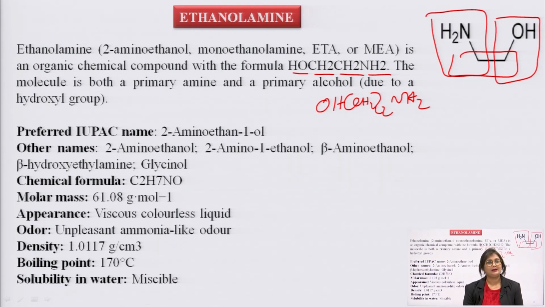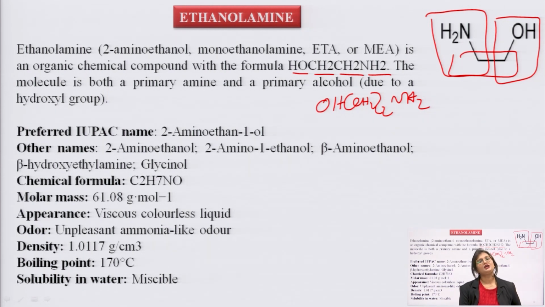Glycinol. The chemical formula of ethanolamine is C2H7NO. It has a molecular mass of 61.08 gram per mole. Ethanolamines are viscous, colorless liquids. They have an unpleasant odor similar to ammonia, due to the presence of the amine attached.